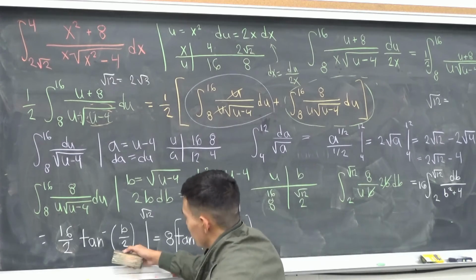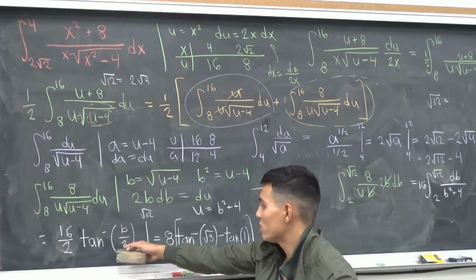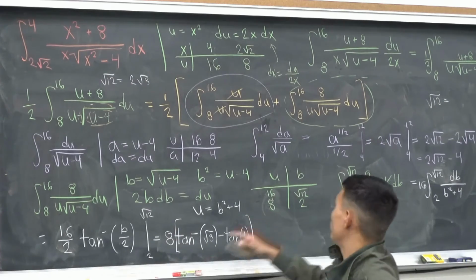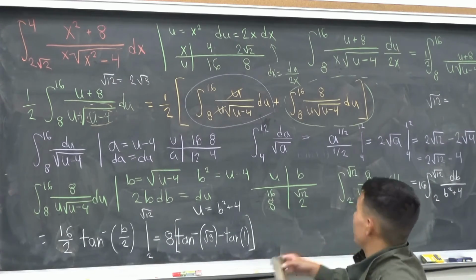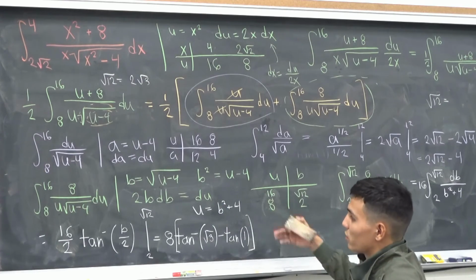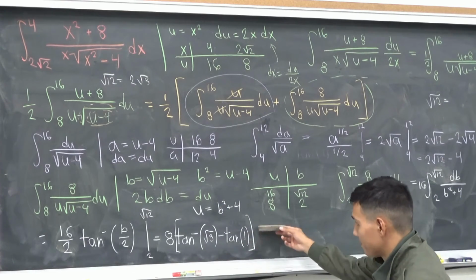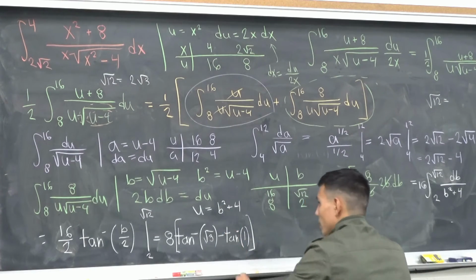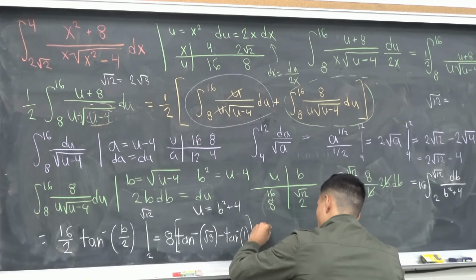Not just because, remember, there's a 2 in here, right? This arctangent has a 2 here. That's just the formula for the integration of your typical arctangent integral, right? That's how it turns out to be. And this is tan inverse. So this is equal to 8.